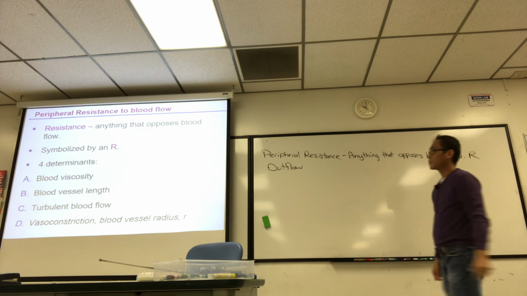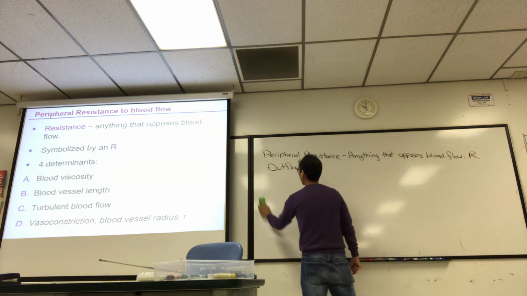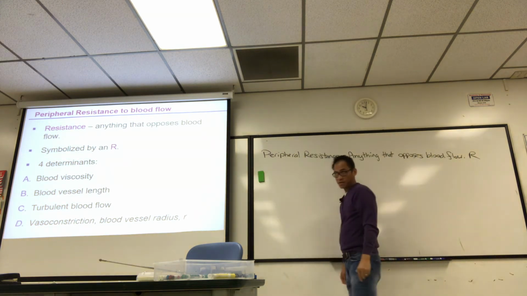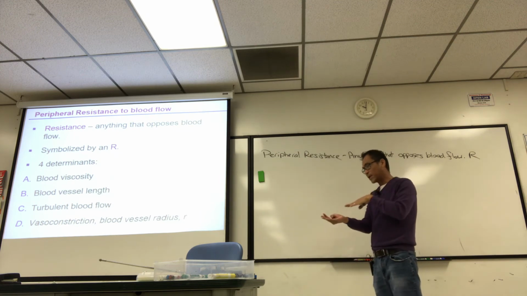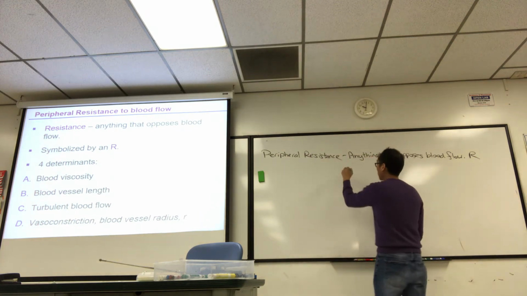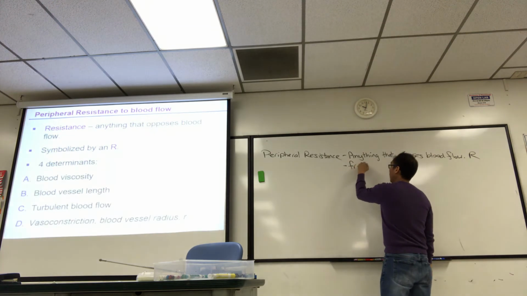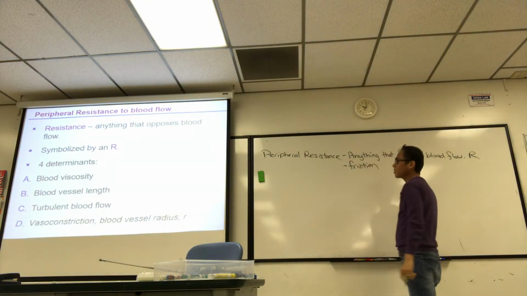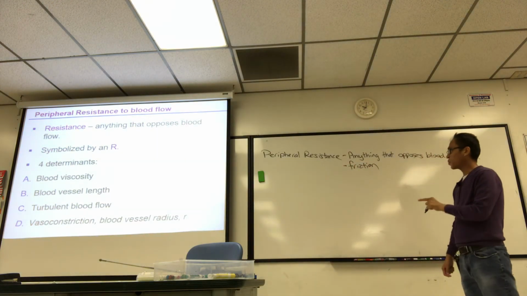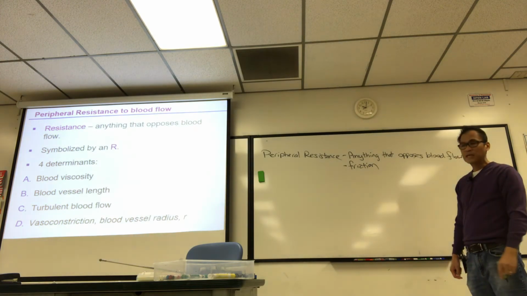Okay. Now the number one thing that opposes blood flow is friction. Friction of blood rubbing against the vessel wall. So friction is probably number one. Okay, but I want to focus on these four determinants. Blood viscosity.